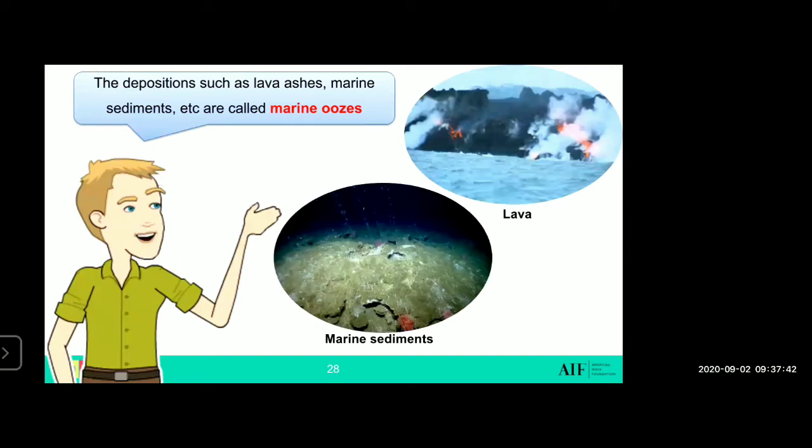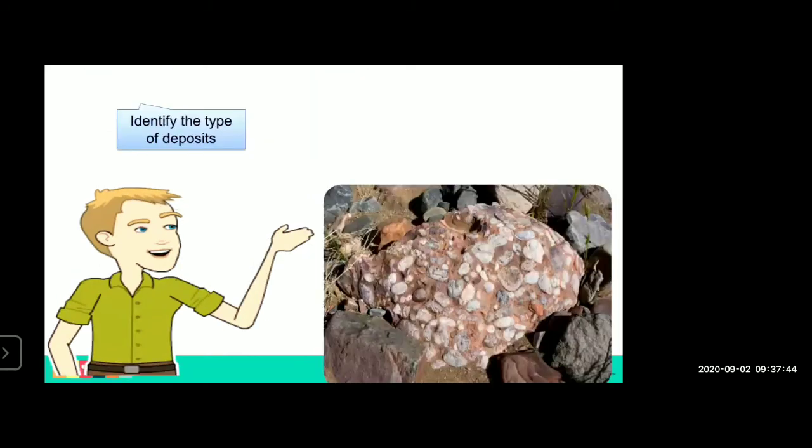Now you can identify the type of deposits. Can you see this stone? What is this stone about? What deposit is it called? We found such stones near the seashore. Next time when you go near the seashore, just try finding some stones like this. So what are these stones useful for? I will tell you about this.